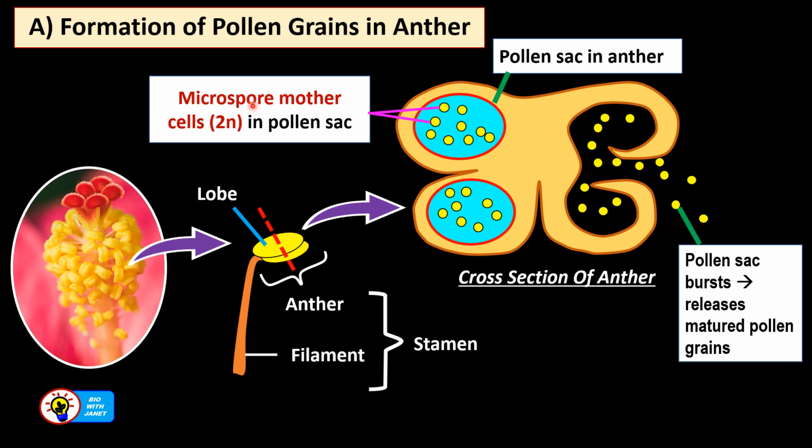So we will start by discussing what happens to the microspore mother cells, which are diploid, in the pollen sac.